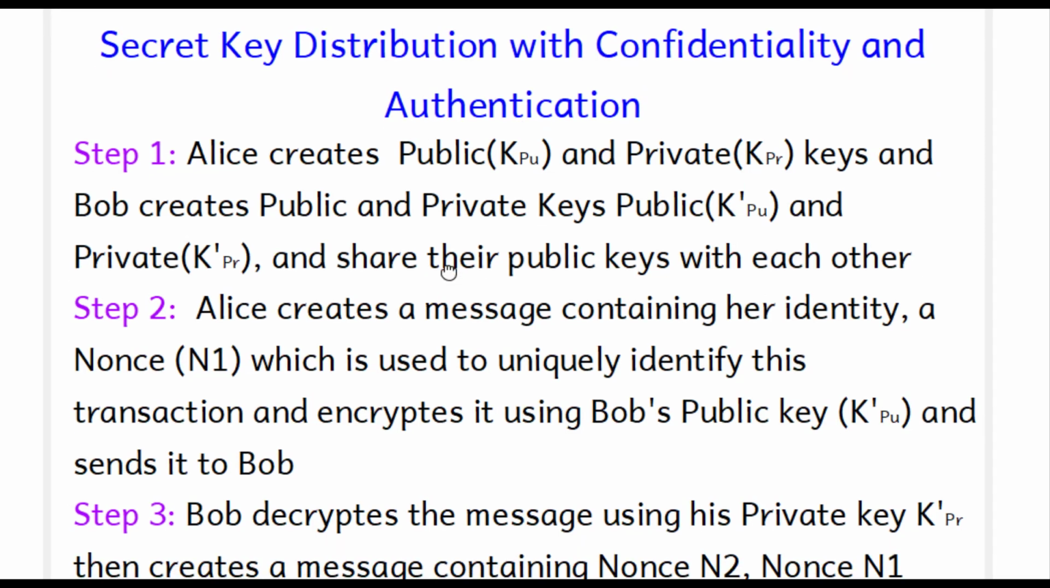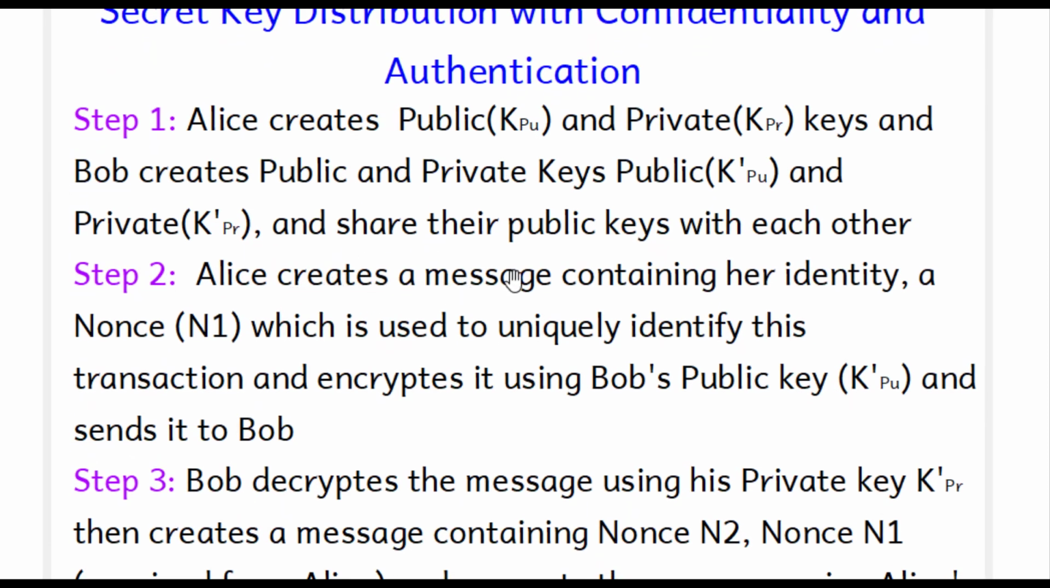private keys. Next, Alice creates a message containing her identity and a nonce, N1, which can be used so that there is no replay attack. This nonce also uniquely identifies this particular transaction, and she encrypts it using Bob's public key and sends it to Bob. So Alice creates a message which contains her identity and the nonce N1, and these two things she encrypts using Bob's public key and sends to Bob.